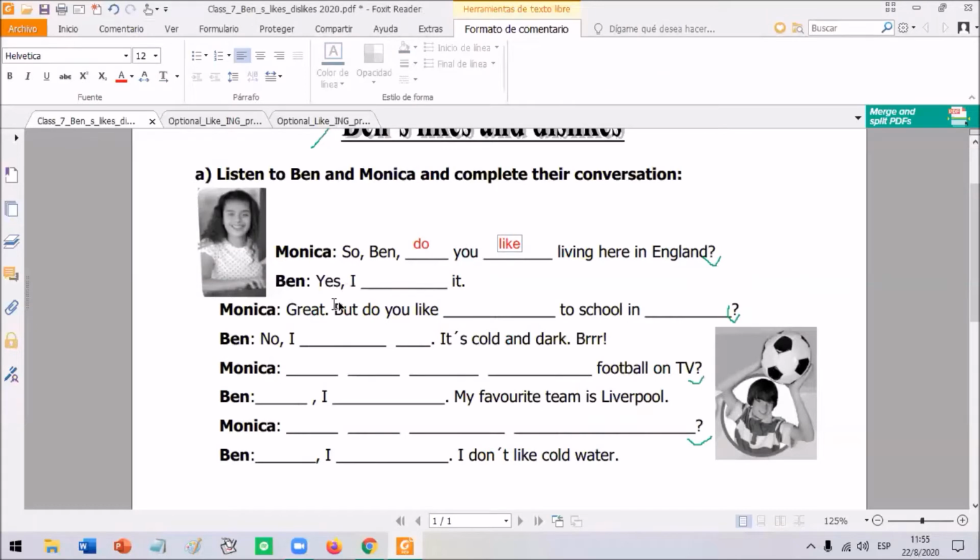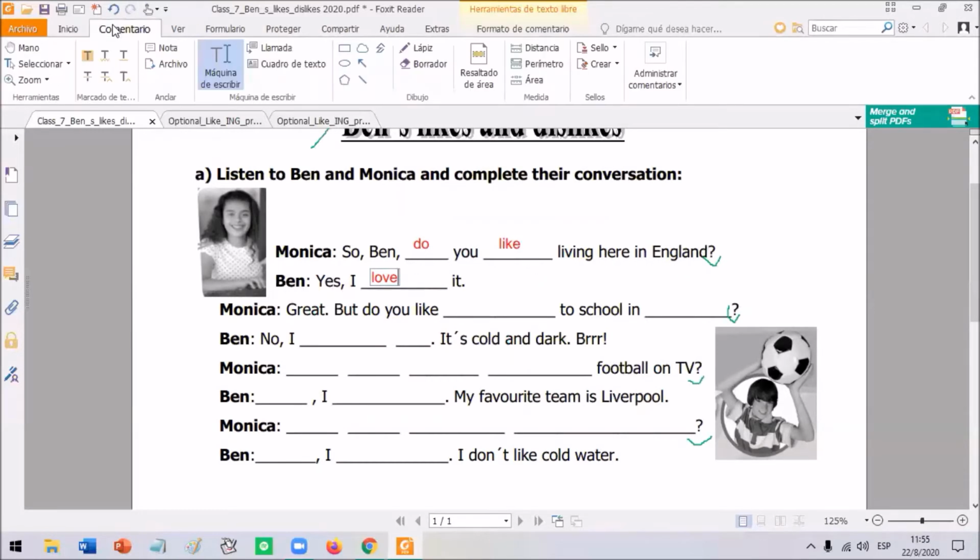Okay. He doesn't say, yes, I do. Could you listen to Ben? What did he say? Can you write it on the chat? Okay, he said, yes, I love it. Okay, no solo que le gusta, le encanta vivir ahí en Inglaterra. Recuerden que Ben es originalmente de Estados Unidos y hace poco se mudó ahí a Inglaterra. Okay, so, do you like living here in England? Yes, I love it. Ahora, antes de seguir con el audio, ten esto en cuenta.